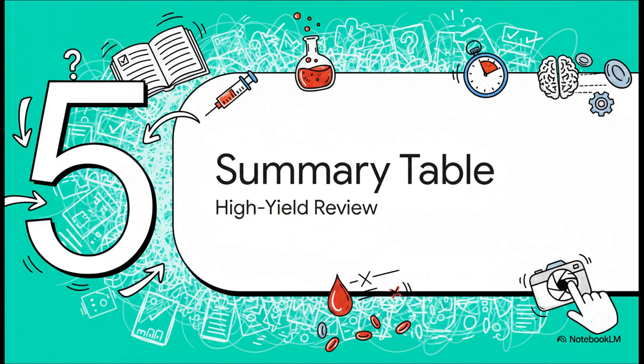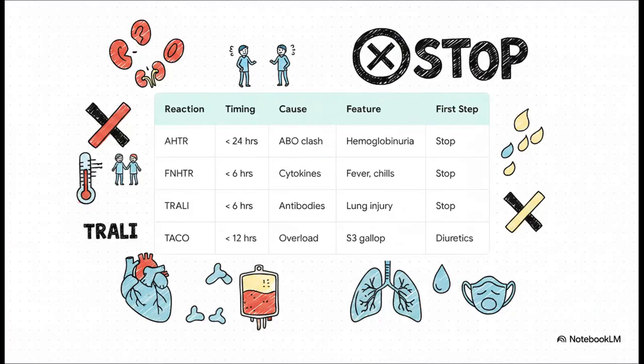All right, Section 5, the high-yield summary table. Go ahead and get your screenshot buttons ready, because this is the ultimate cheat sheet for your exams. Let's blitz through this together. AHTR happens in minutes. It's caused by ABO incompatibility. Your distinguishing feature, flank pain and hemoglobinuria. First step, stop the transfusion.